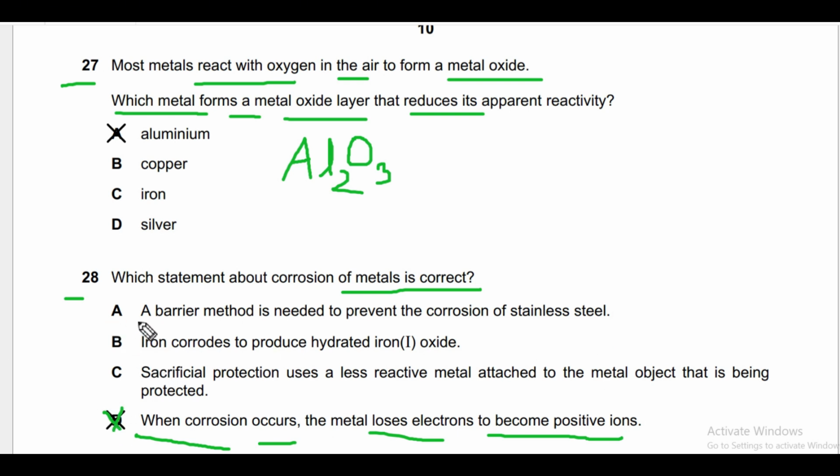A is wrong. Why? A barrier method is needed to prevent the corrosion of stainless steel. Wrong. Iron corrodes to produce hydrated iron 1 oxide? No, hydrated iron 3 oxide. This is wrong.